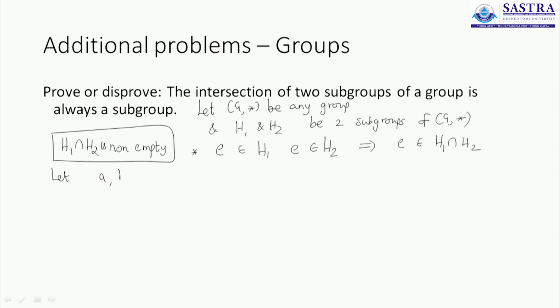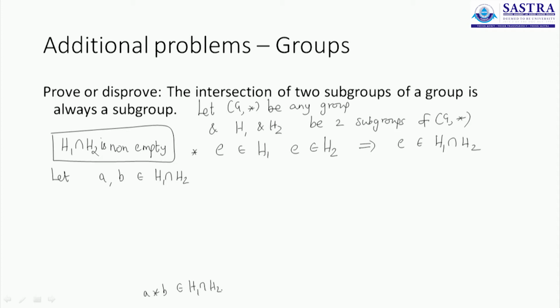Let A comma B belong to the intersection. Now if we somehow prove that A star B also belongs to the intersection, then we have actually shown that the closure property is observed, or the condition behind the closure property has been met. So that's what we'll have to check. Now let A comma B belong to the intersection.